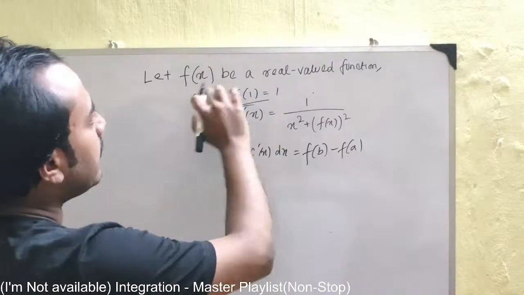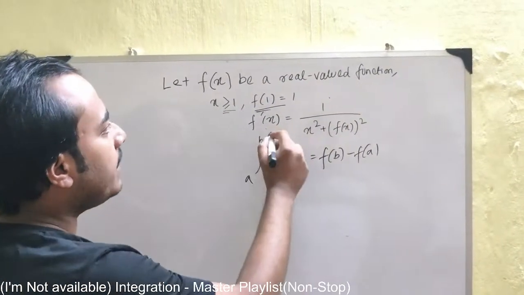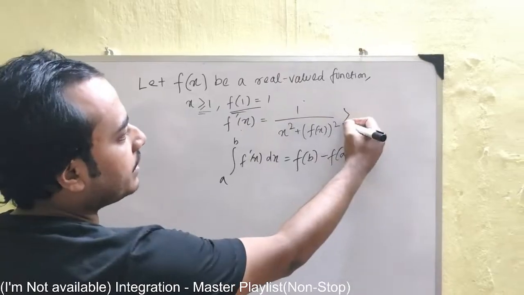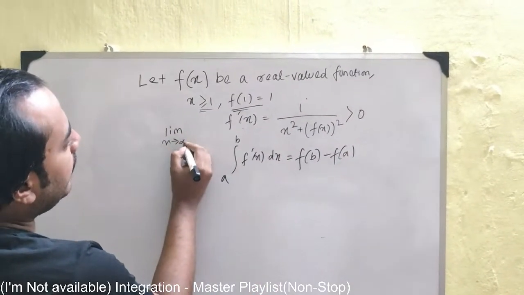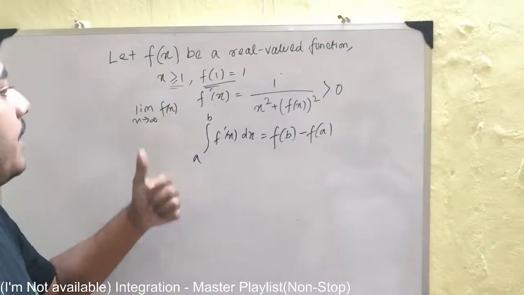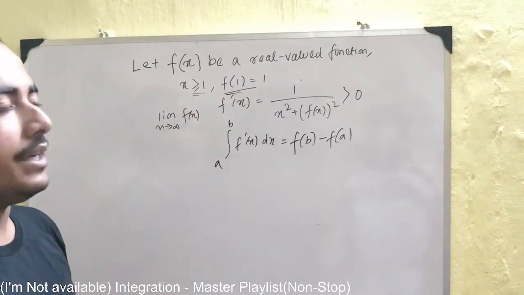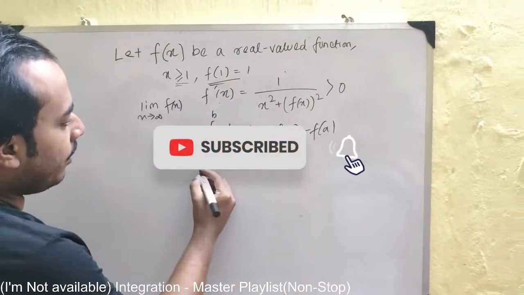Now since f is a strictly increasing function, f'(x) is greater than 0, so we can safely say that the limit as x tends to infinity of f(x) can be evaluated. Now it remains to see whether this is finite or not, but yes, it can be evaluated. Okay, now let's see. Using this, what we can do is as follows.